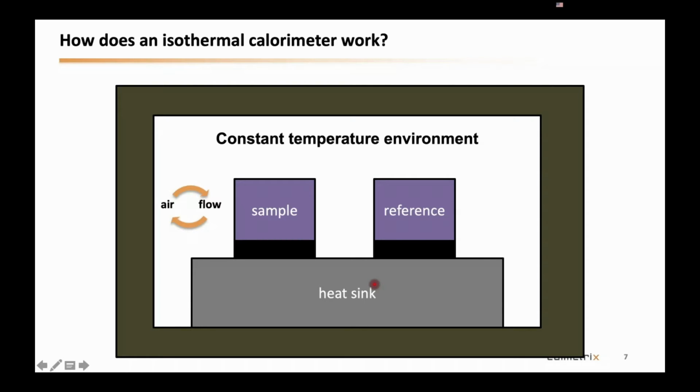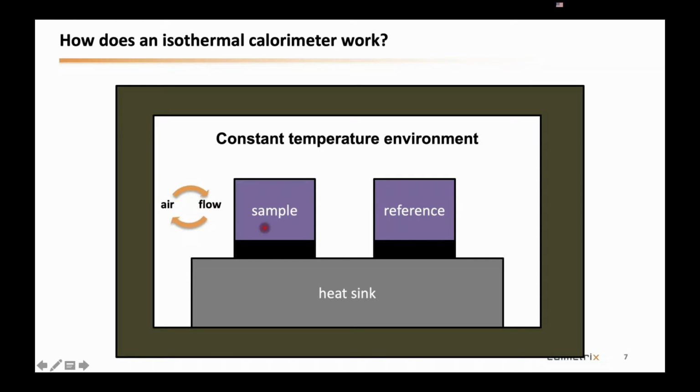Now that heat sink is generally a big piece of metal, and the function of a heat sink is to maintain precisely the temperature very, very constant and very inert in there. And this heat sink will exchange heat with the sample. So in this case, you actually have a sample on the reference.